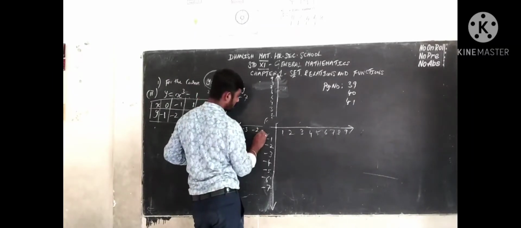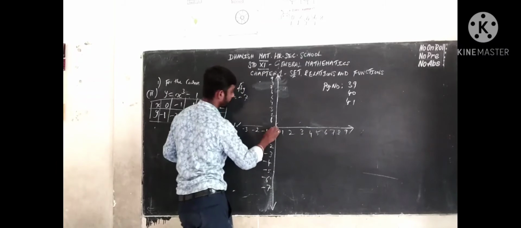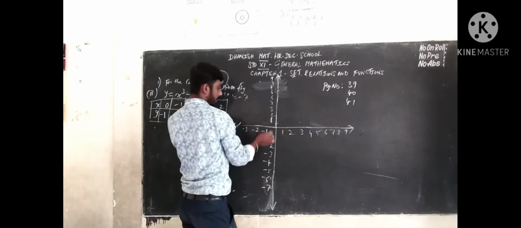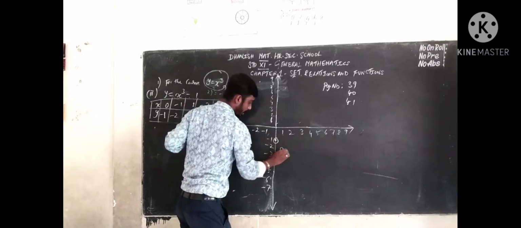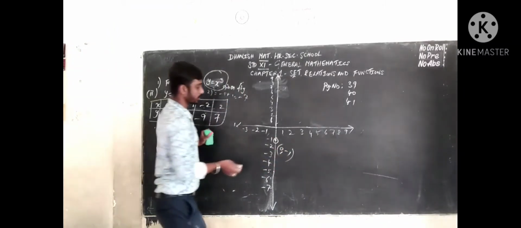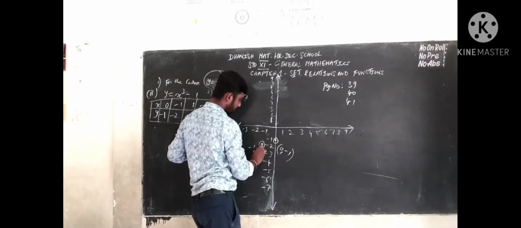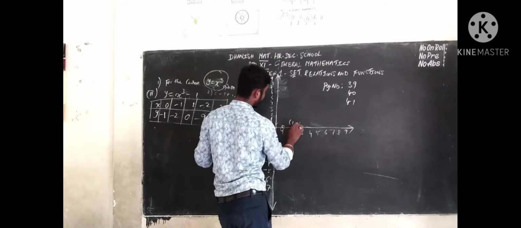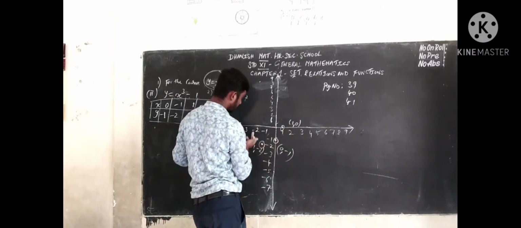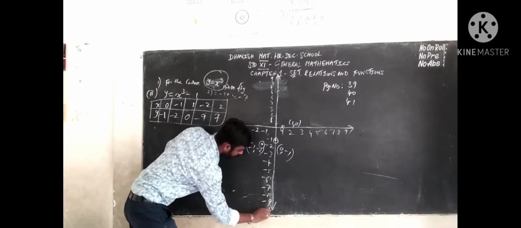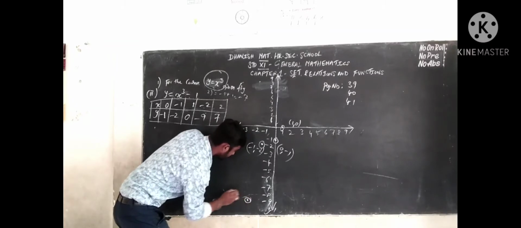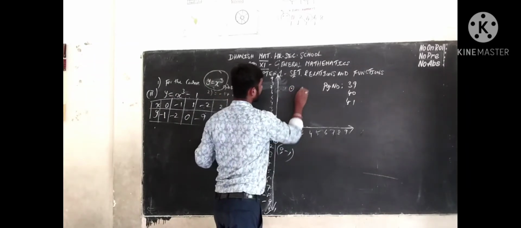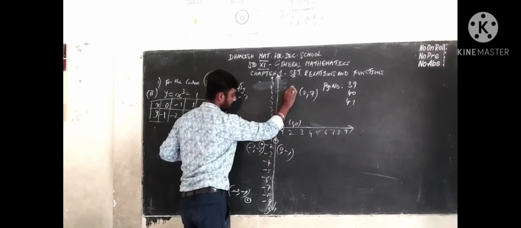So now listen here, minus 2, minus 1. So here we plot the points 0, minus 1: 0 on the x axis, minus 1 on the y axis. Then minus 1, minus 2. Then 1, 0, so on the x axis 1. Then minus 2, minus 9. Then 2, 7, so x axis 2, then here 2, 7. Now draw the curve.